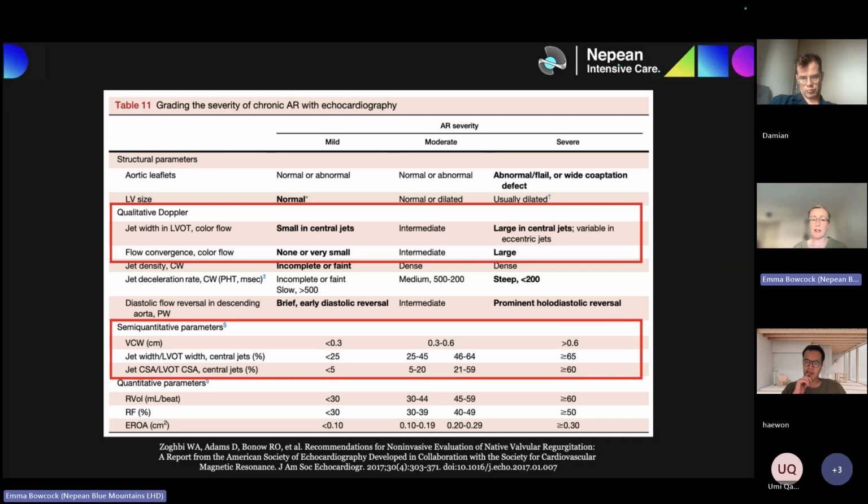And then the jet width to the LVOT width, which I'll show you how to measure, more than 65% is in keeping with severe, less than 25% mild, and then somewhere in between, mild to moderate, moderate to severe. And then you can also do it in the cross-sectional view, where you have your short axis of the aortic valve and measure out in diastole the cross-sectional area of your jet, and then put that in proportion to your LVOT cross-sectional area. And if it's more than 60%, again, that's in keeping with severe. I find that harder to do than the jet width, which is often quite easy to do.